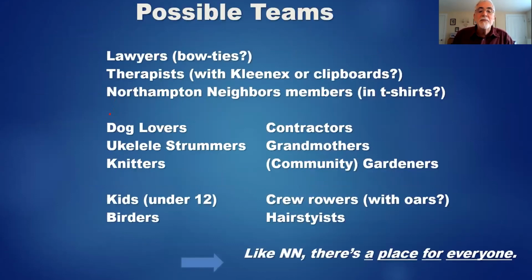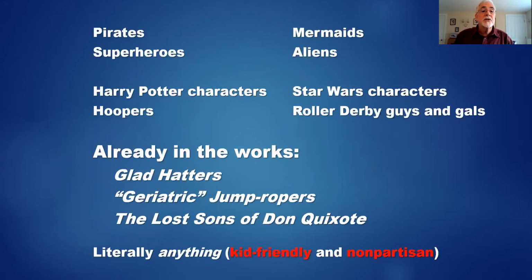Possible crews, pretty much anything. There's a place for everyone. You could have lawyers all wearing bow ties, therapists with a box of Kleenex and clipboards, Northampton Neighbors members in t-shirts, dog lovers, community gardeners, kids under 12, crew rowers. You could also have pirates, superheroes, mermaids, Harry Potter characters. Already in the works are the Glad Hatters, people who will be wearing silly hats. Quote, geriatric jump ropers. They're not really geriatric, they're all in their 30s. And a bunch of guys who look like me for the Lost Sons of Don Quixote. Literally anything that's kid-friendly and nonpartisan.